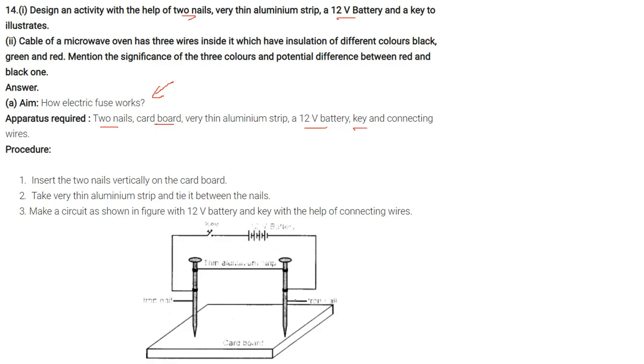So the procedure would be something like this. We insert two nails, one nail and a second nail, vertically on the cardboard. This is the cardboard. We take a very thin aluminum strip and tie it between the nails. So this is the very thin aluminum strip. We make a circuit, which is shown here in the figure, with a 12 volt battery. This is a 12 volt battery and a key with the help of connecting wires.